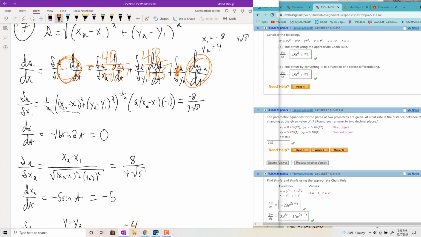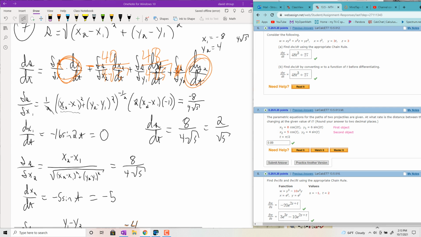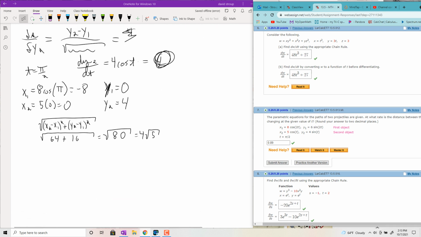Okay. So it looks like we're ending up for our rate of change, ds over dt is going to be just 8 all over 4 root 5. In other words, 2 all over root 5. And they wanted 2 decimals. Let's just make sure that's right. 8, 9, yeah, that's right. So yeah, that one's a little bit of busy work on our part, but I figured I should.